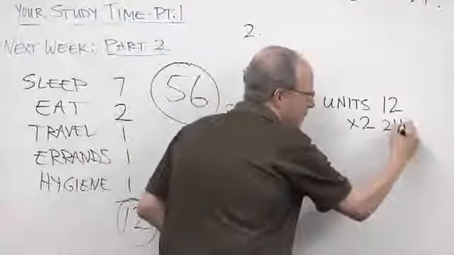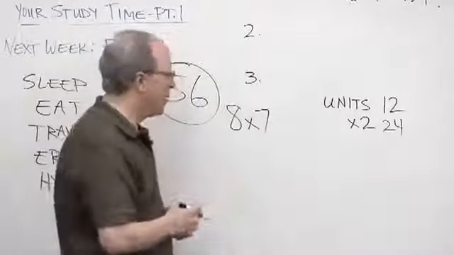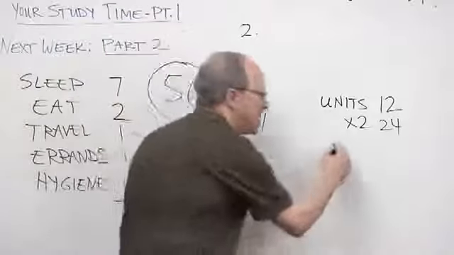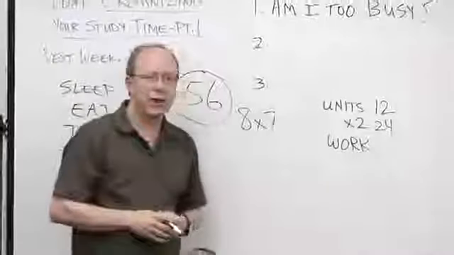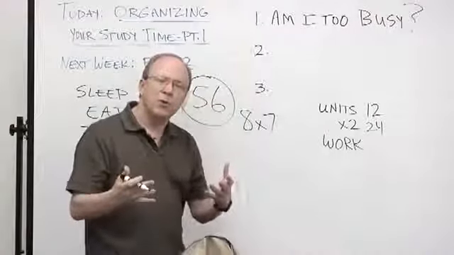So in my case, it would be 24, but again, yours could be way higher or way lower. And then the third one, which for most people is pretty easy, is to write down the number of work hours that you have this semester. And if you're not working, that's easy, 0. If you are, how many hours per week do you work?